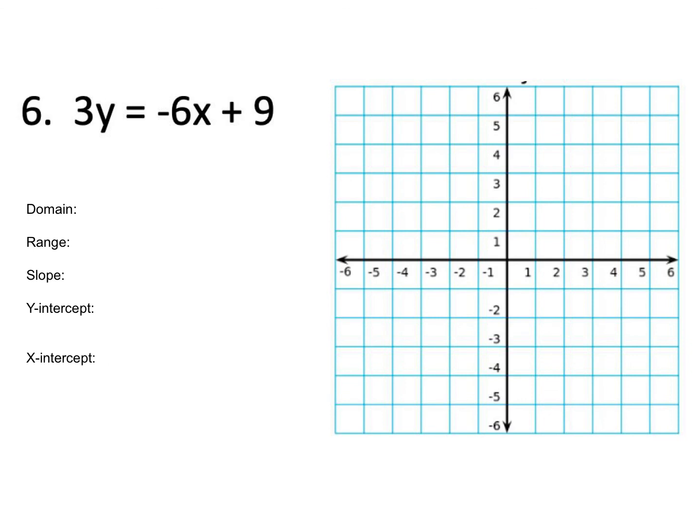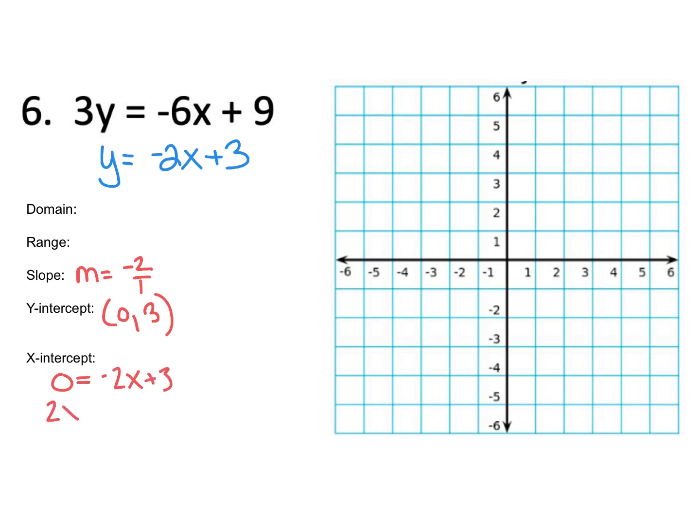The last one, I'm going to begin by dividing both sides by 3, which gives me y equals negative 2x plus 3 to change it to slope-intercept form. So I see that my slope is negative 2. I'm going to begin by making that a fraction. My y-intercept would be the point (0, 3). My x-intercept is where I let y be 0. So if I add 2x to both sides, I get 2x equals 3. Divide by 2, and I get x equals 3/2, or 1.5. As a point, that would be (3/2, 0).